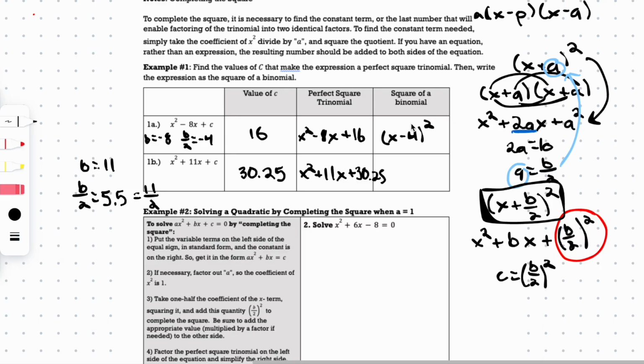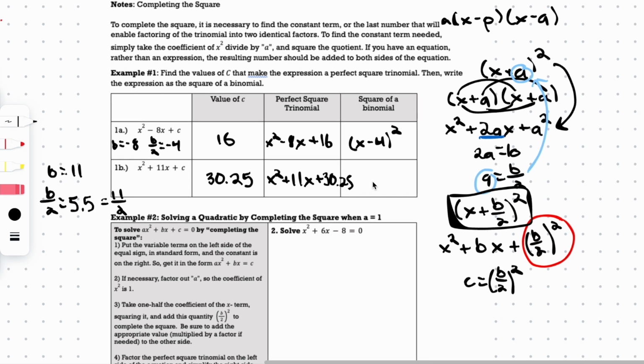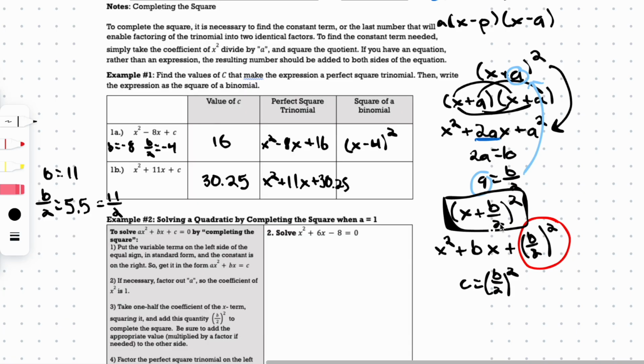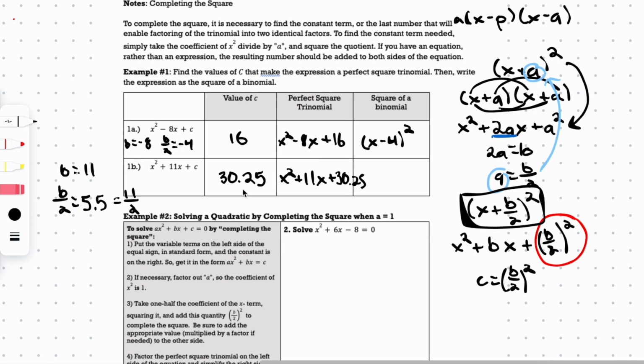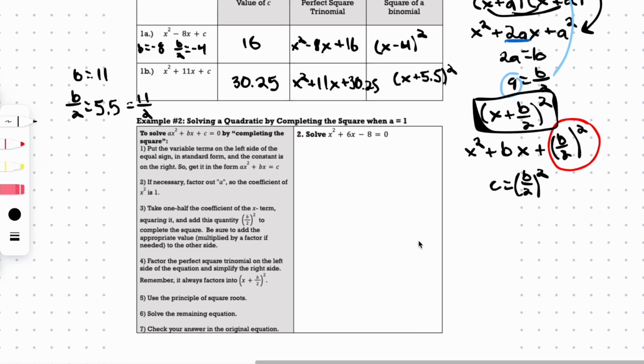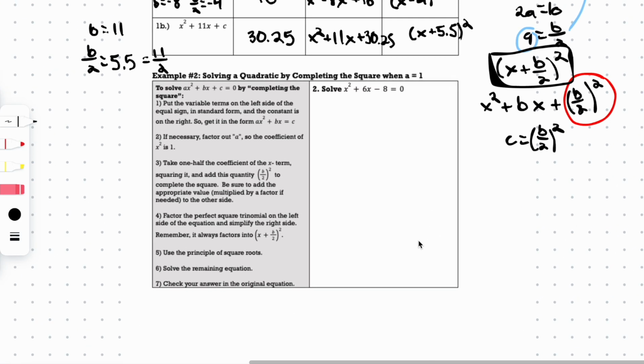And now the square of a binomial would be this. We just plug in our value for b over 2, and that's going to be 5.5 or 11 over 2. So our square of the binomial is going to be x plus 5.5 squared. Okay, great.